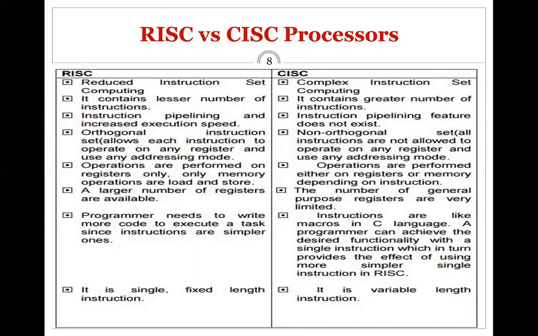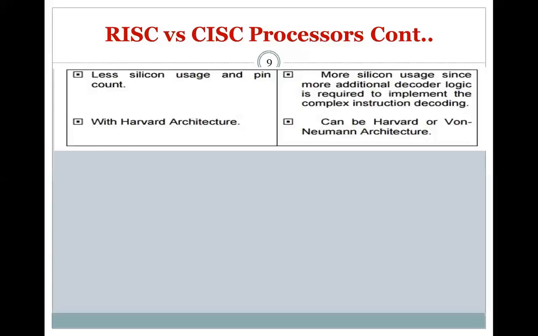As we are seeing in microprocessor 8086, instructions can be variable length, available as 1 byte, 2 byte or 4 byte instructions like that. Variable length instructions can be available for CISC processor.